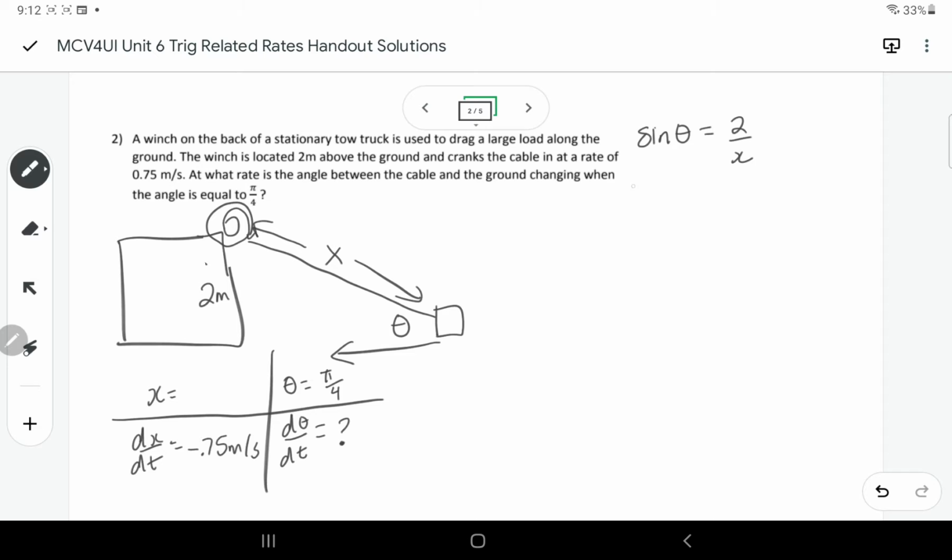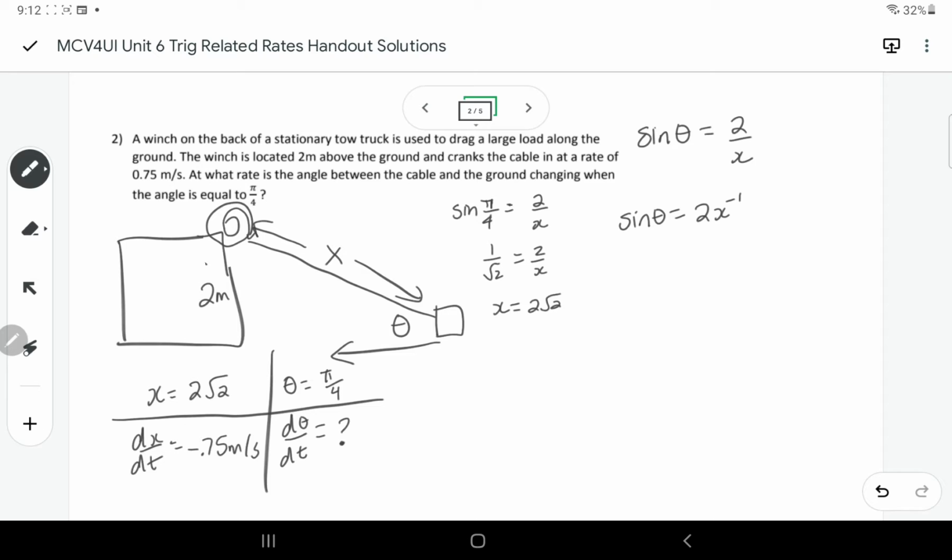This one's a little bit trickier. You know what, we could leave it like this. So we get 2x to the negative 1. Now I actually think I will need to find x here. So sine pi over 4 is 2 over x. Sine of pi over 4, I know that's 1 over root 2, is 2 over x. So x is 2 root 2.